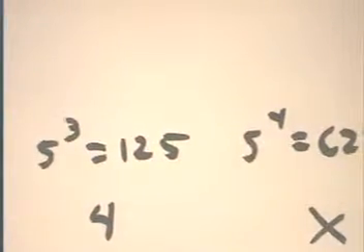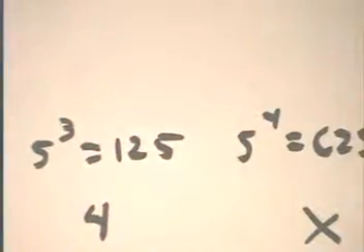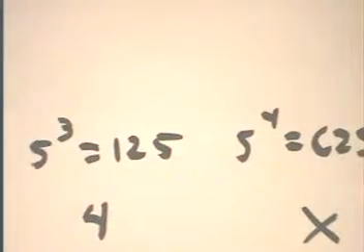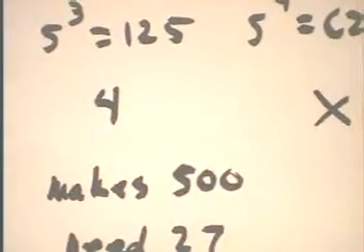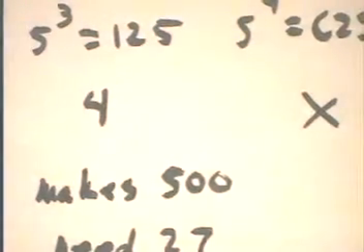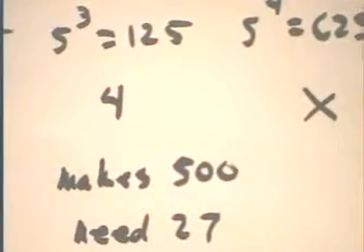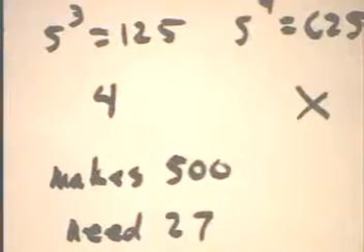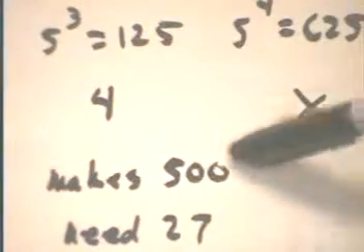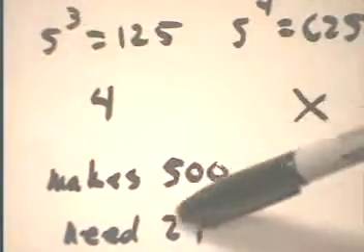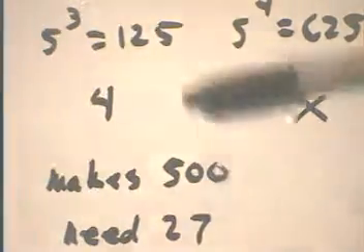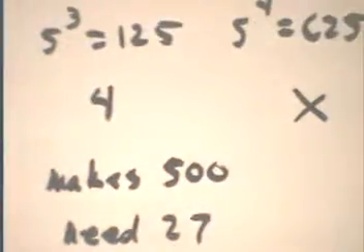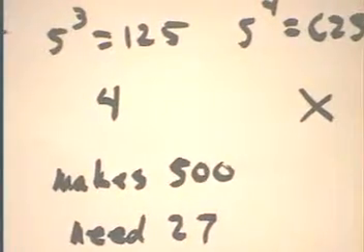However, 5 to the third is 125. If we want to make up 527, we could use 4 of these. Okay, if we take 5 to the third, or 125, 4 times, well, 4 times 5 to the third is 4 times 125 or 500. So if we got 4 of these, we got 500, and we need only 27 more to make up our 527. So we decided we need 4 times 5 to the third, and we still need 27.